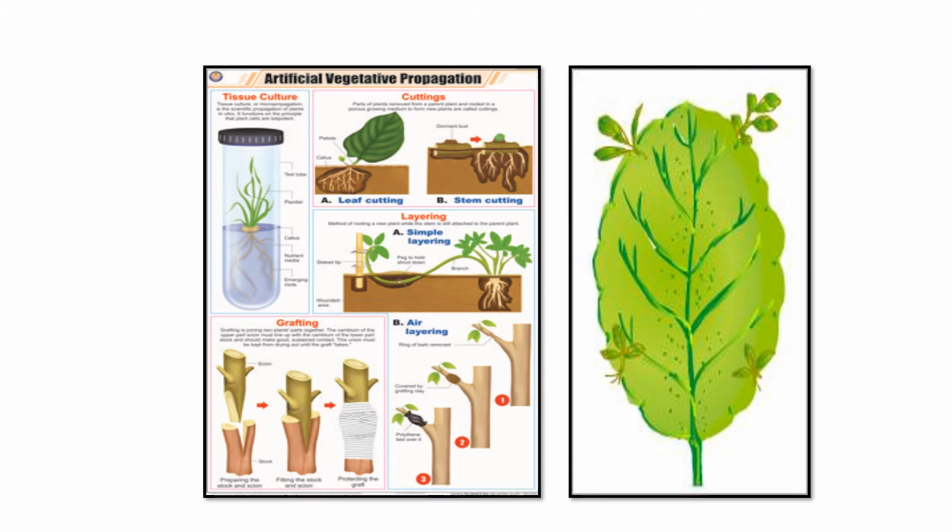Then grafting, which we already studied in the online class. This is the stalk, and this is the scion. They are fixed with the help of a polythene cover with soil, without damaging the tissues. Then this is air layering. What are these methods called? Artificial vegetative propagation.